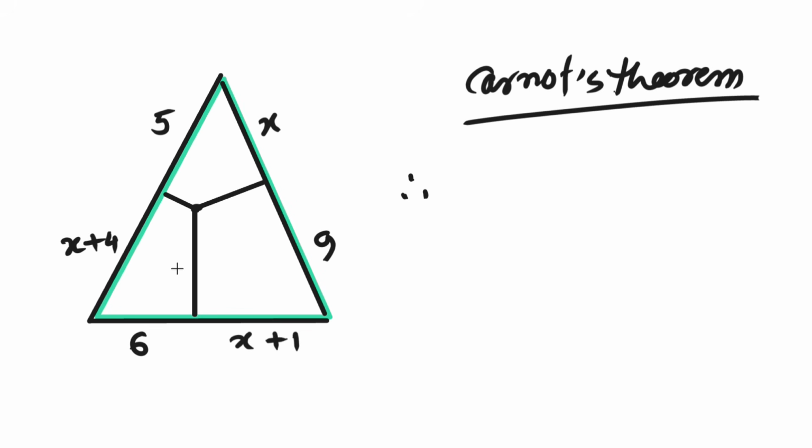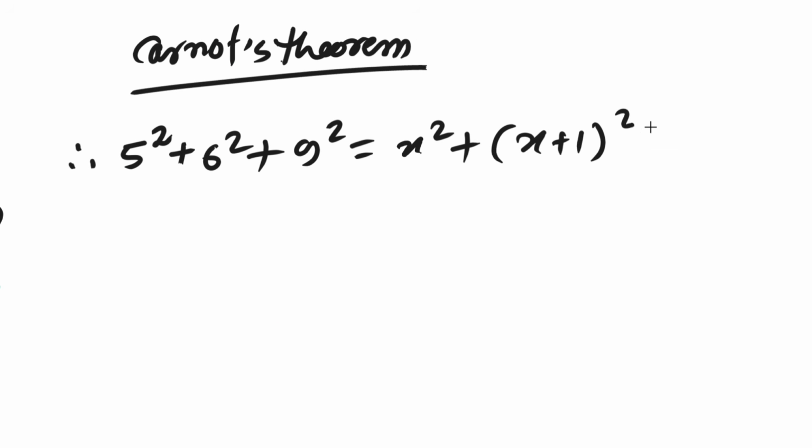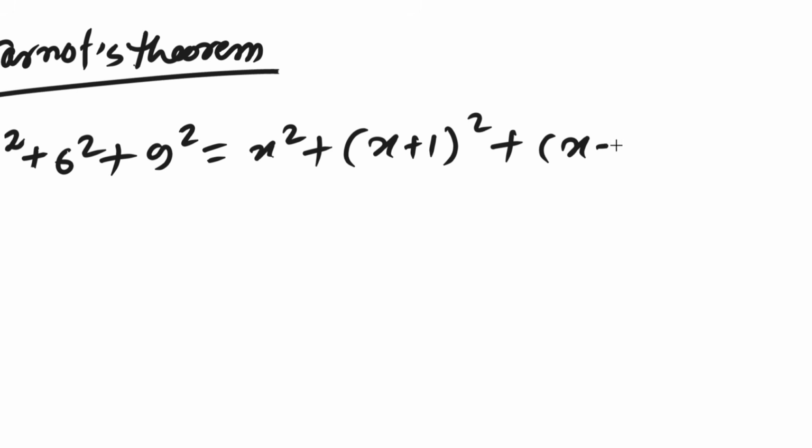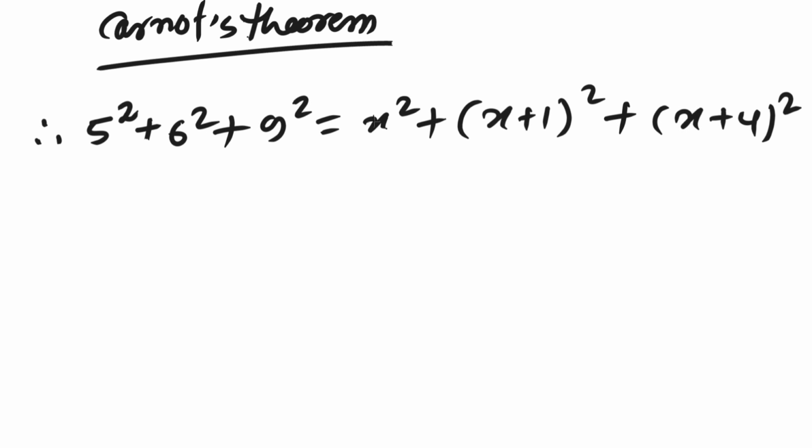Therefore, our equation is 5 squared plus 6 squared plus 9 squared equals x squared plus the quantity x plus 1 whole squared plus the quantity x plus 4 whole squared. Now let's slow down and calculate each part carefully. 5 squared is 25, 6 squared is 36, and 9 squared is 81. So the entire left-hand side becomes 25 plus 36 plus 81, which equals 142.